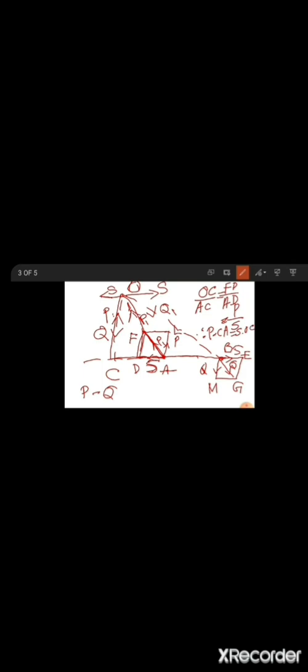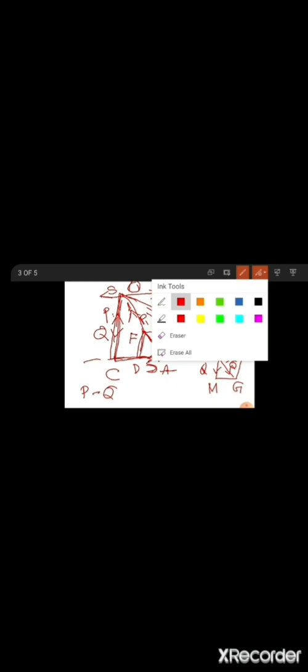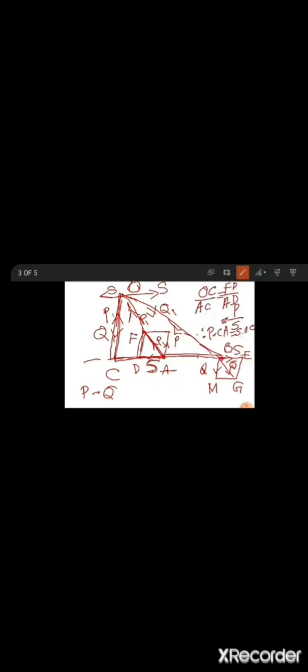Similarly, from the two similar triangles OCB and BMG, you may get Q dot CB equal to S dot OC. The resultant force is the same as that of the greater component.